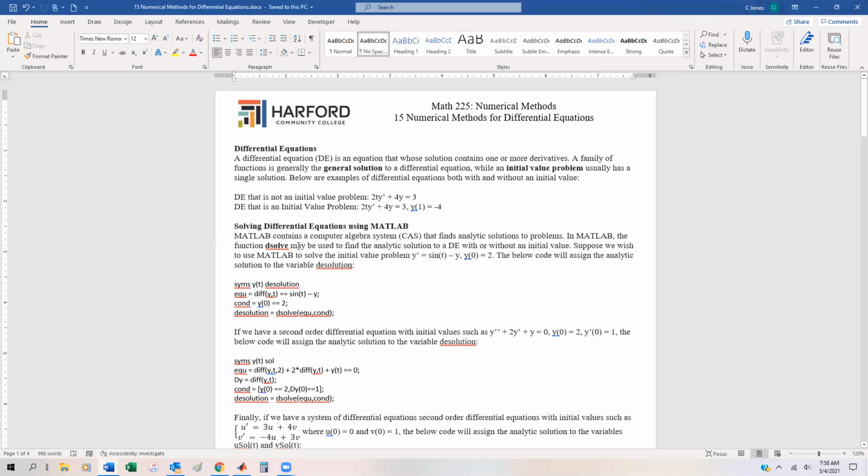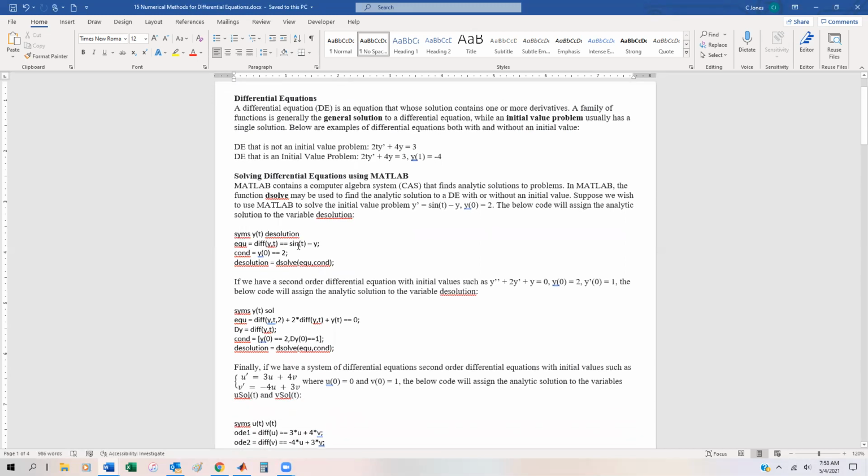Now, in Matlab, the easiest way to start solving differential equations is by using the dsolve function. Dsolve is exactly what it sounds like: differential equation solve. Essentially, you define the differential equation, then solve it, and you can also define the conditions of an initial value problem. So you can solve it with and without the initial value if you want to, and I'll show you that in a few moments.